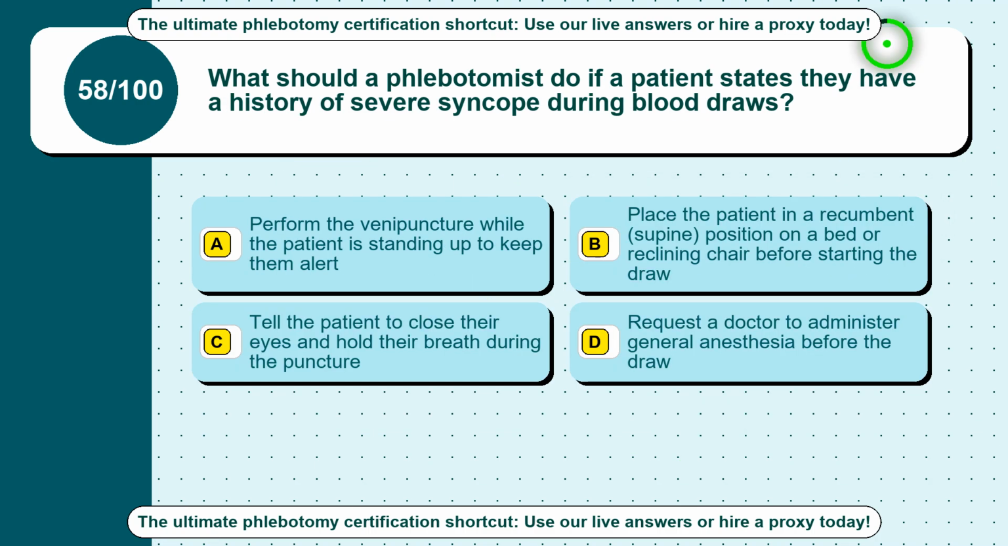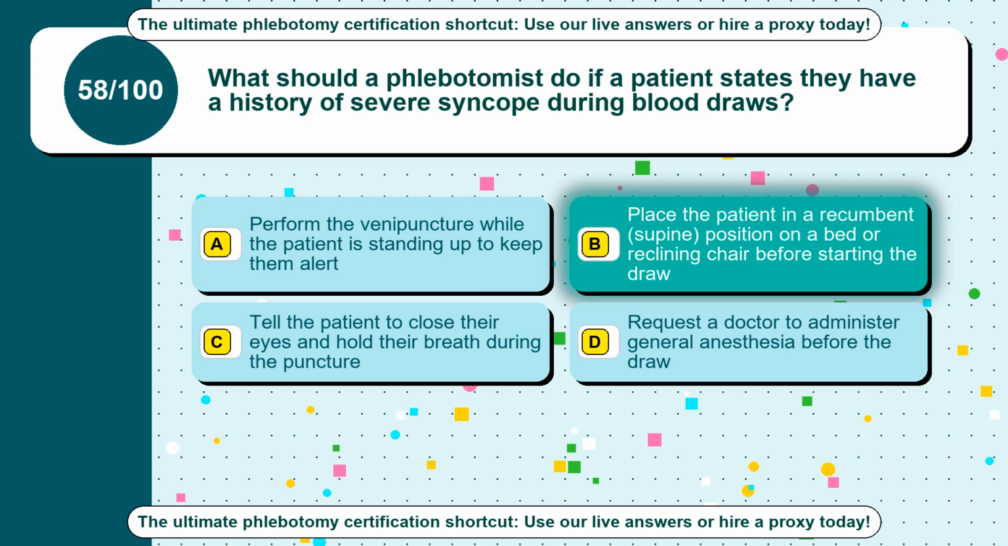Question 58. What should a phlebotomist do if a patient states they have a history of severe syncope during blood draws? Option A, perform the venipuncture while the patient is standing up to keep them alert. Option B, place the patient in a recumbent, supine, position on a bed or reclining chair before starting the draw. Option C, tell the patient to close their eyes and hold their breath during the puncture. Option D, request a doctor to administer general anesthesia before the draw.